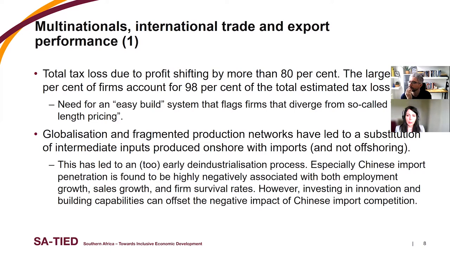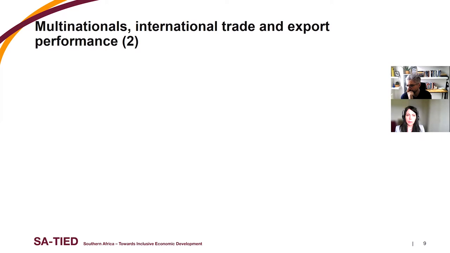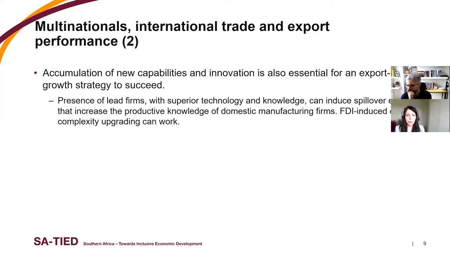This has led to a too early, you might say, deindustrialization process, and especially Chinese import penetration is found to be highly negatively associated with employment growth, sales growth, and firm survival rates. I know Antonio is one of the main authors behind this result, so we will probably discuss this more thoroughly in a minute. What we also saw is that accumulation of new capabilities and innovation is essential for export-led growth strategies. Presence of lead firms with superior technology and knowledge can induce spillover effects that increase the productive knowledge of domestic manufacturing firms. So FDI can be used to upgrade the needed complexity that we just saw in the previous slide that is needed in the South African case.